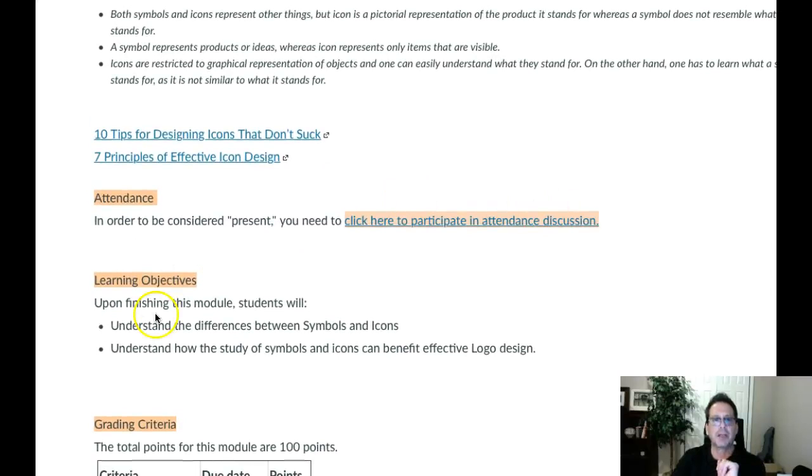Okay. Learning objectives for this week are understanding the difference between symbols and icons and understanding how the study of symbols and icons can benefit effective logo design. Again, it's a shorthand language that is going to assist us. Learning symbols, learning icons is going to assist us in a language that we can develop to design logos. Because again, logo design is a basic shorthand language that we use to represent a specific idea associated with a specific organization. Logo, right? Okay, let's move forward.